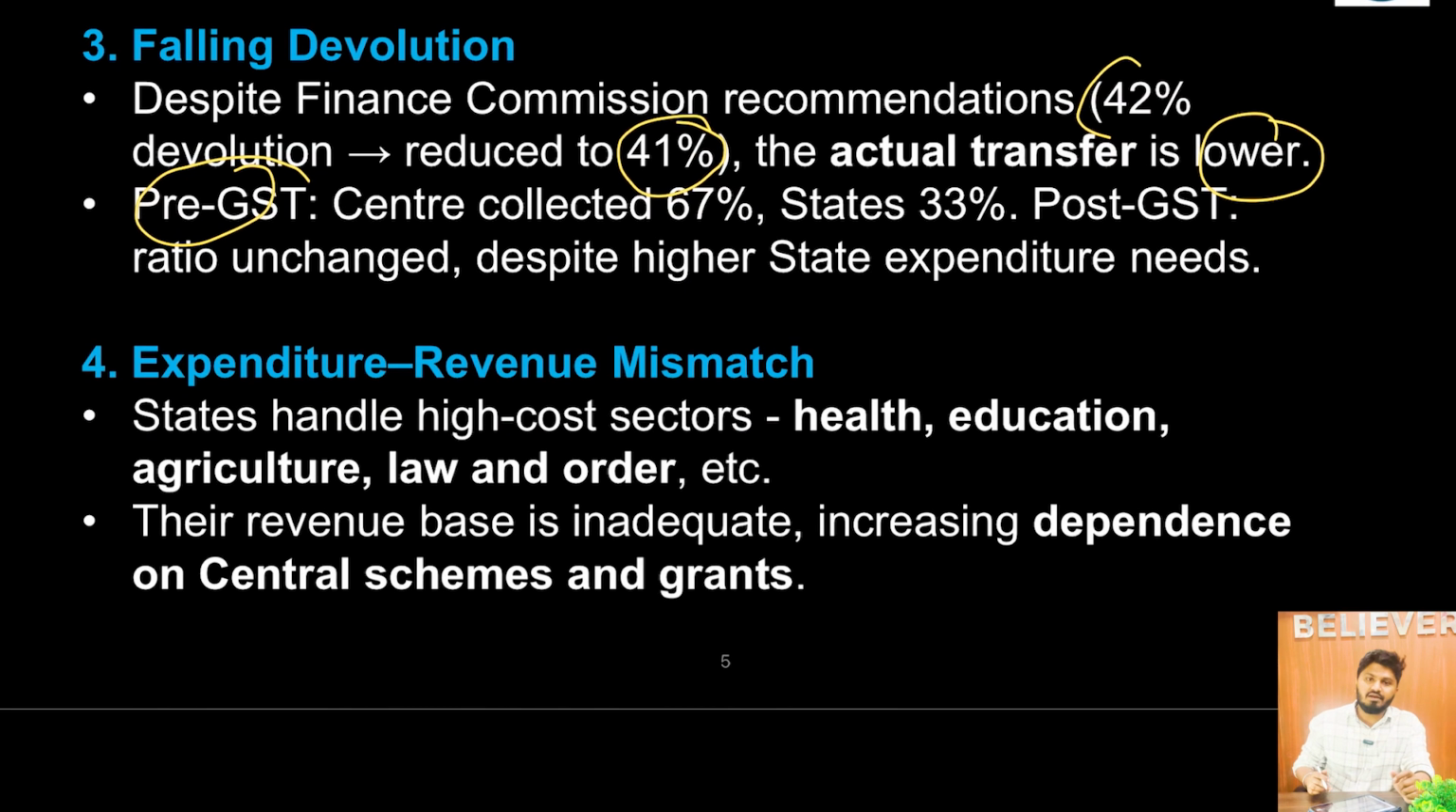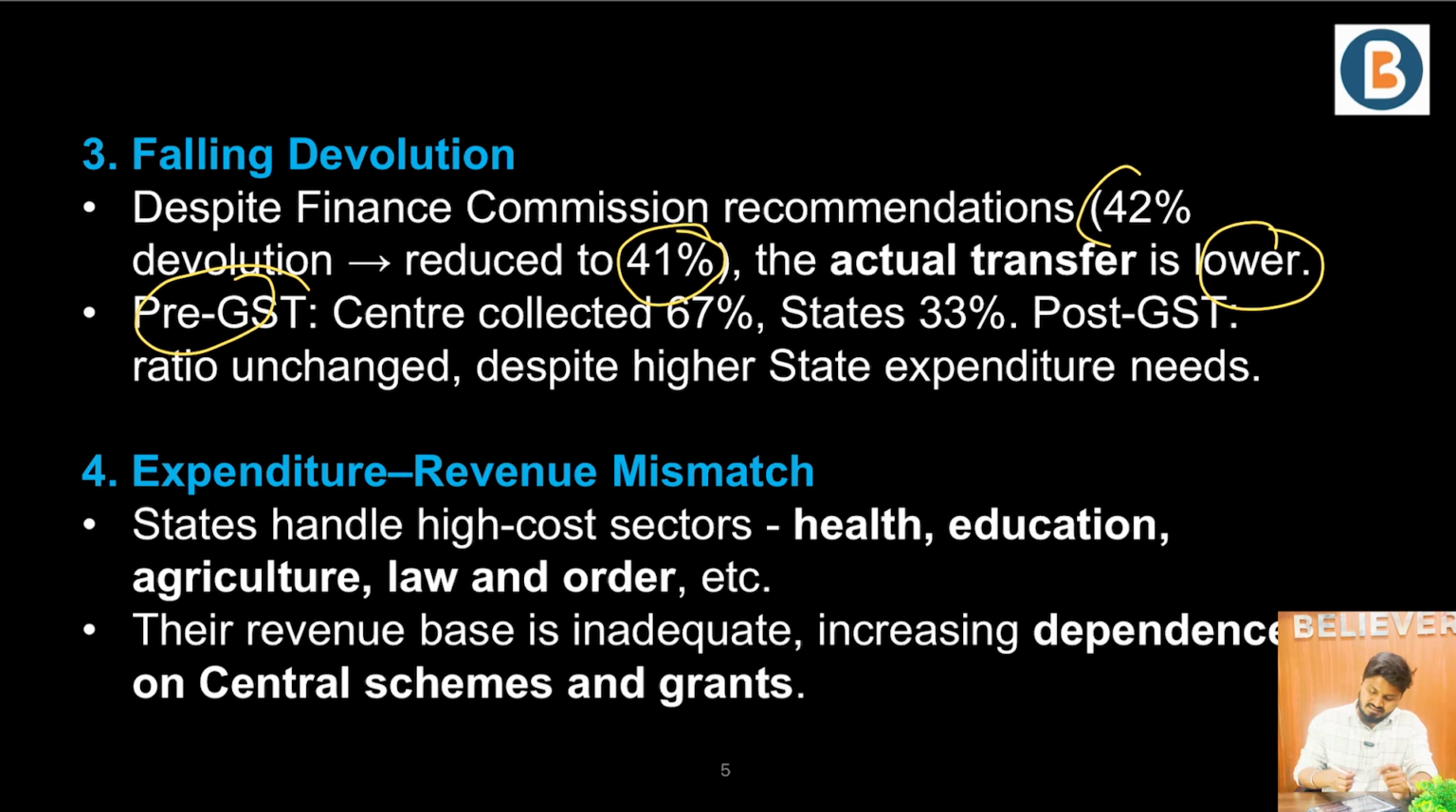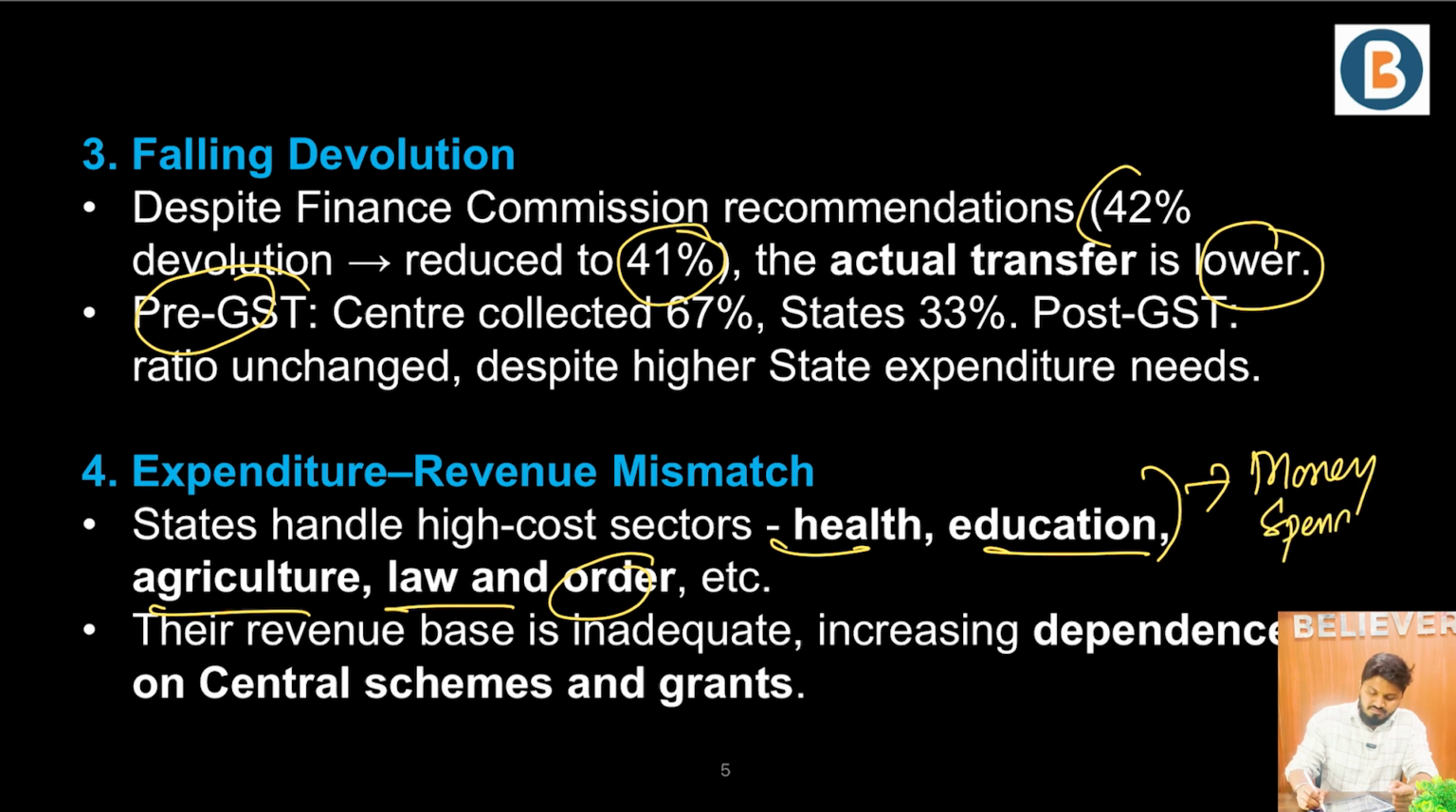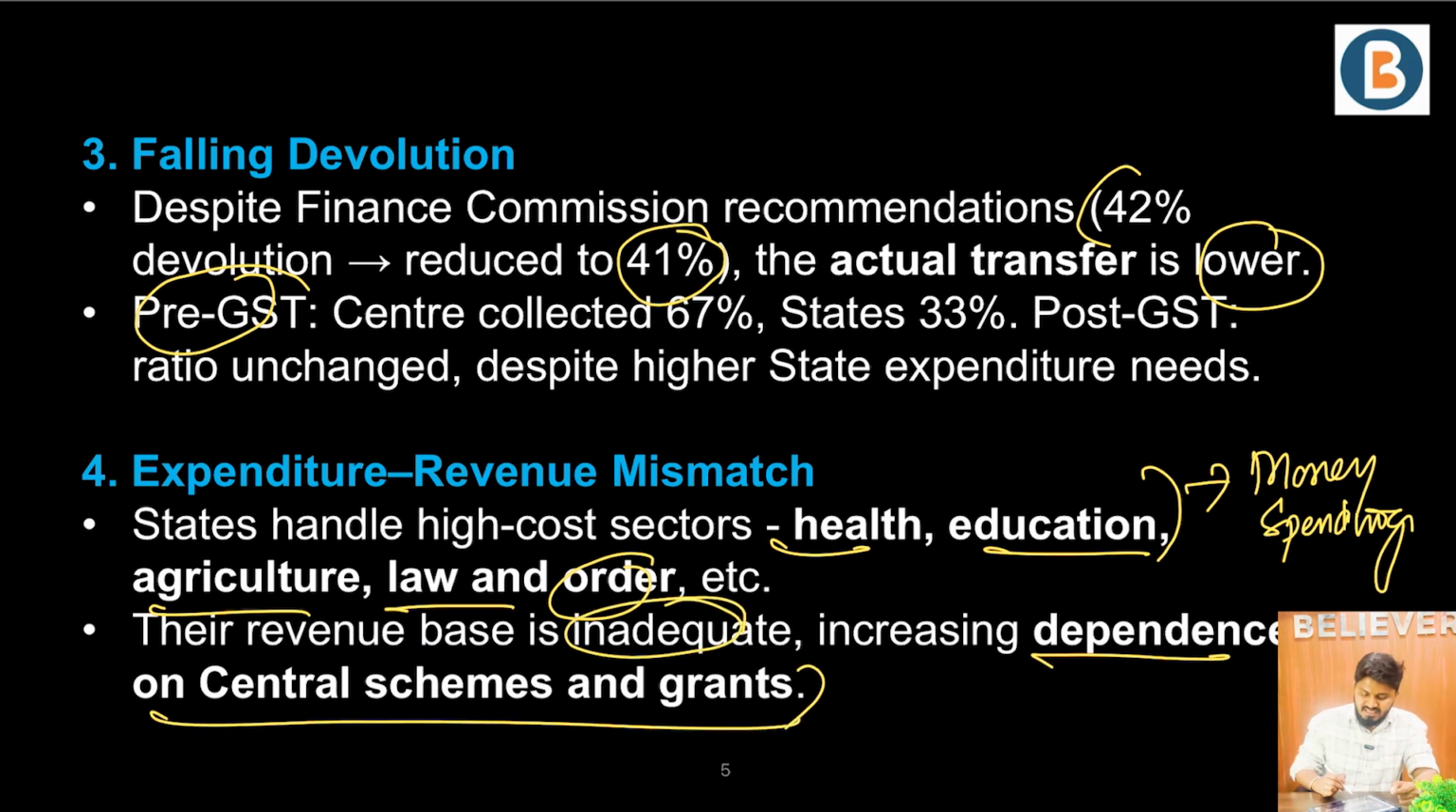Next, expenditure-revenue mismatch. That is, states handle high cost sectors such as health, education, agriculture, law and order. All these sectors are money spending sectors, not money generating sectors, or revenue spending sectors, expenditure sectors. So their revenue base is inadequate, increasing the dependence on central schemes and grants.